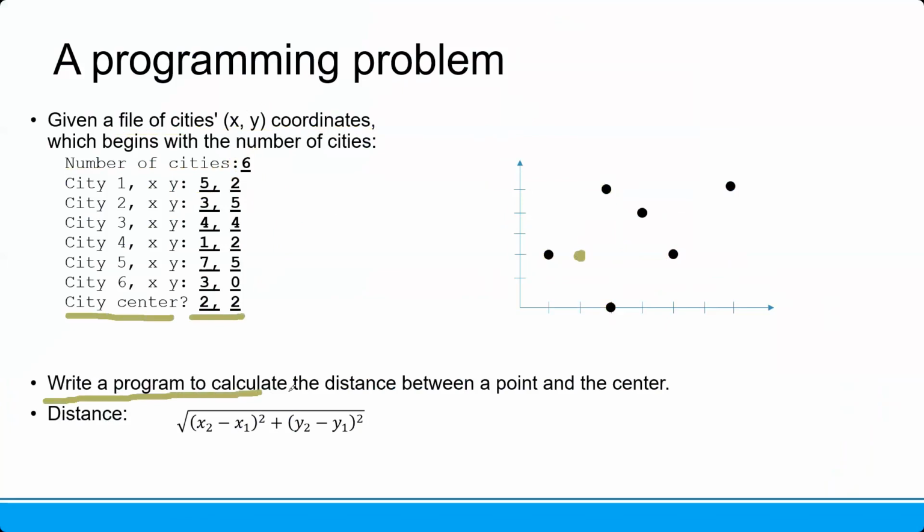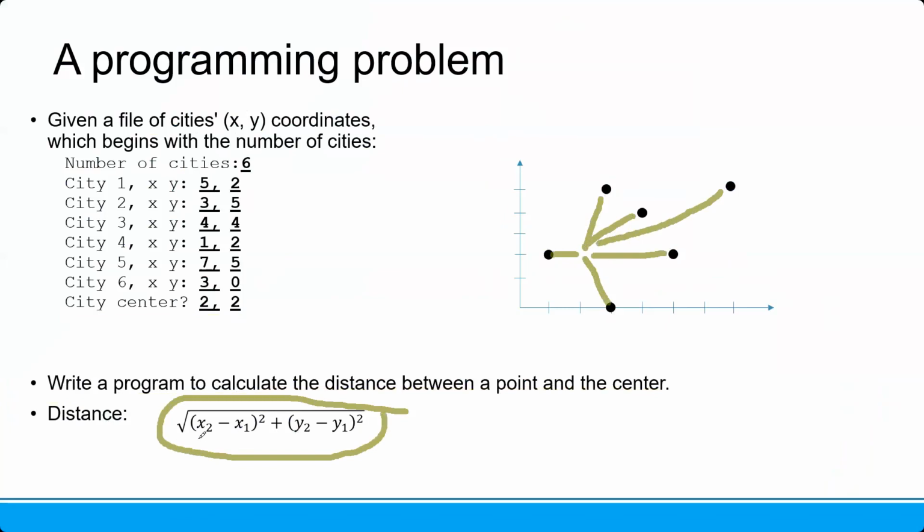Write a program to calculate the distance between a point and the center. So I want to know the distance between this point and the center. I want to know the distance between this point and the center. I want to know this point to the center, this point to the center, this point to the center, and this point to the center. We can use the formula that we learned in the previous slide, with x2 minus x1 to the power of 2 plus y2 minus y1 to the power of 2, and then we take the square root.